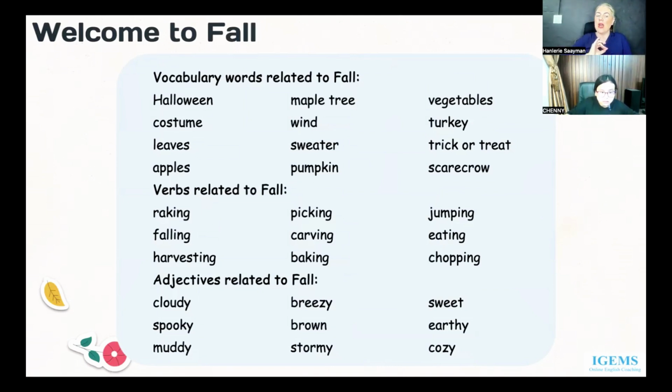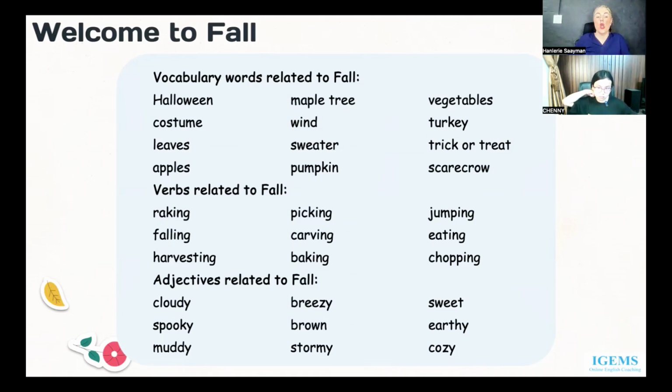Okay, now can you read for us the verbs related to fall? Raking, picking, jumping, falling, carving, eating, harvesting, baking, chopping. And then the adjectives? Cloudy, breezy, sweet, spooky, brown, earthy, muddy, stormy, cozy.